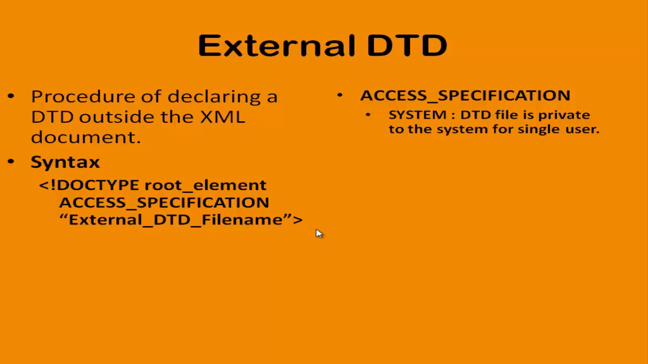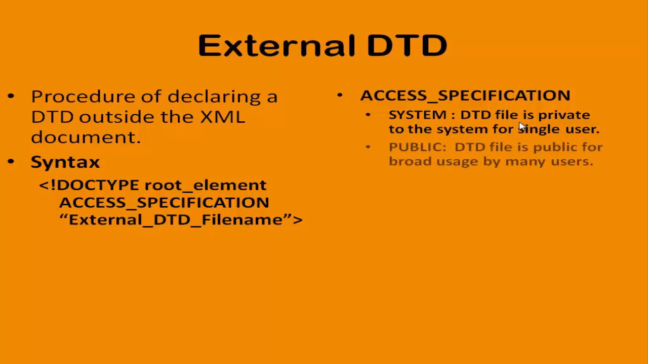So this access specification can be done in two different ways. The first way is system. System is nothing but when a DTD file is private to the system for a single user. So if I create a DTD file in my system, I can say that my external DTD has an access specification of system. It cannot be shared with other people. It works only in my system.